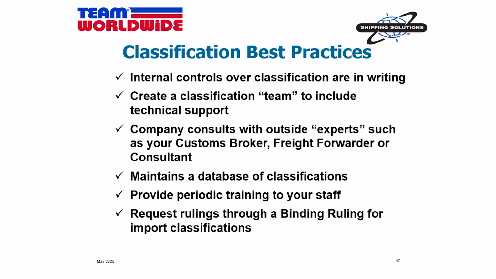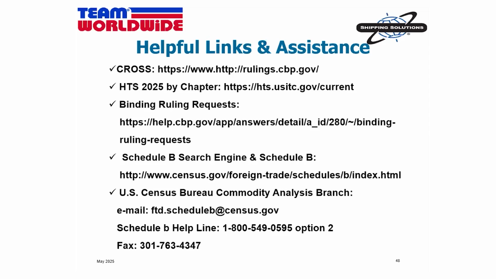Provide periodic training to your staff. Review your classifications on a regular basis. The U.S. Harmonized System is updated twice a year in January and July. Right now, you would be using the January 2025 version of the harmonized tariff or the Schedule B. After July 1st, it'll be the July version. Know how to apply for rulings or interpretations.